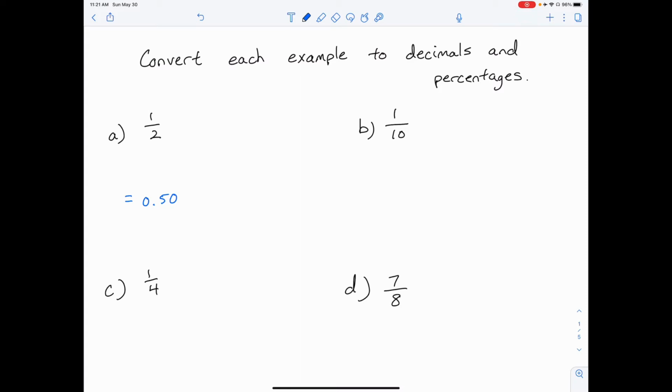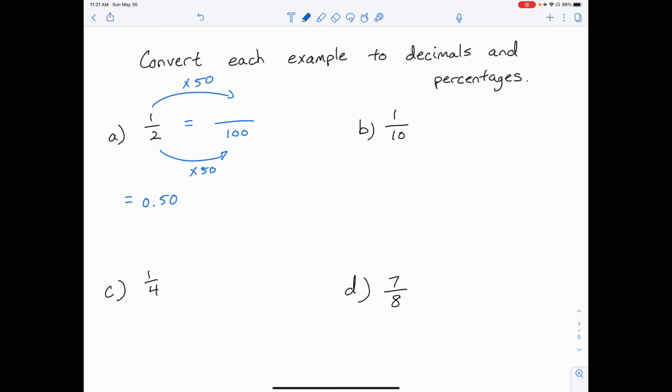Another way of doing this is, well, we know that to get percentages, ideally what you want is something out of 100. So if we try and change 1/2 to something over 100, then we need to think about, okay, let's say we go from 2 to 100. Well, how did we do that? In order to do that, we'd have to multiply the bottom by 50. So whatever we do to the bottom, we have to do to the top in order to be fair. So if I also multiply the top by 50, well, 1 times 50 would just be 50. And this would give us our percentage since it's out of 100. So this is known as 50%.